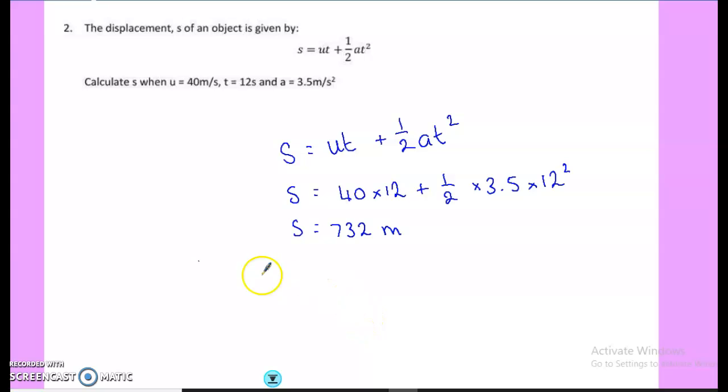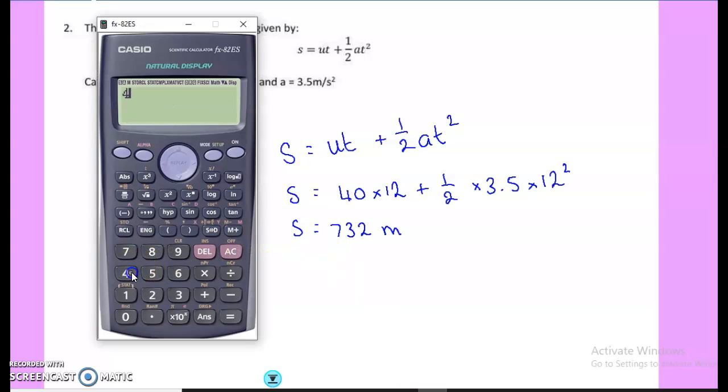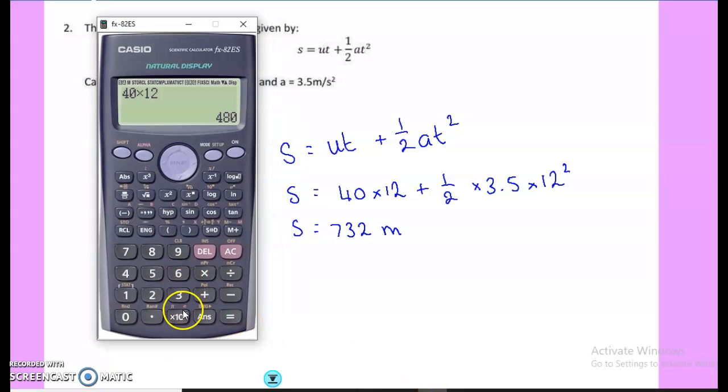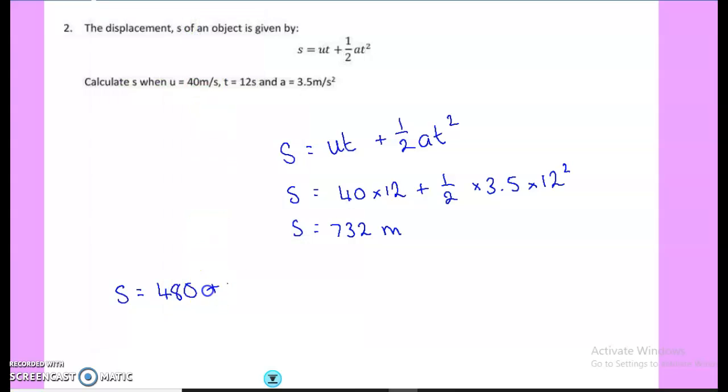Okay. If you don't have a scientific calculator, you might just need to break it down a wee bit. So do your 40 times 12. Get an answer. It's 480. And then deal with the part at the end. So 12 squared is 12 times 12. So 12 times 12 times 3.5 times a half, which is the same as 0.5, which is 252. And then just add the two together, which takes you to the same answer.